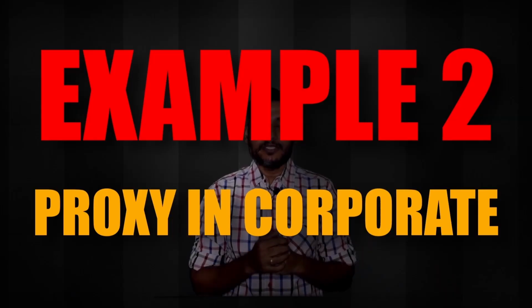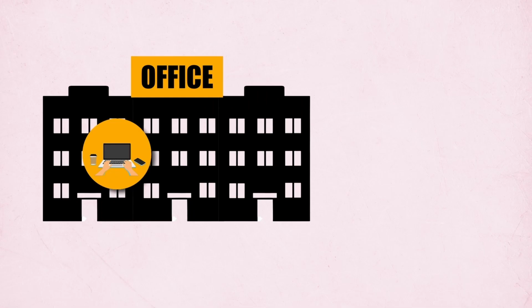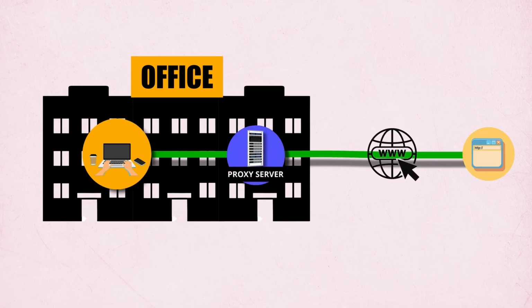Example of a proxy server in a corporate setting. When you access the internet from your office or your corporate computer, all the requests will go via a proxy server. They will not go to the internet directly. They will always go via the proxy server. That is because the company wants to restrict what you can access over the internet.